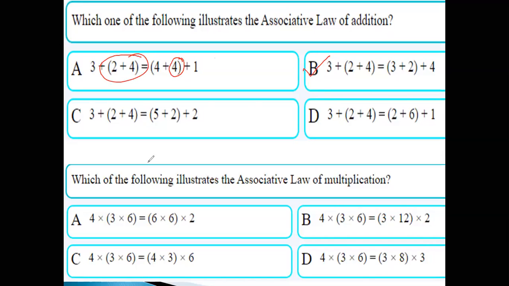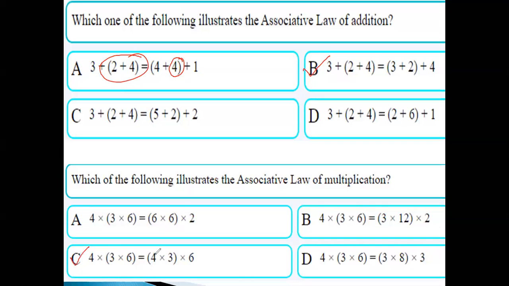So the next one, associative property of multiplication. Which of the following is the correct answer? Who is answering? Anyone can try. It's C, sir. You said C. Let me check. Yeah, exactly.